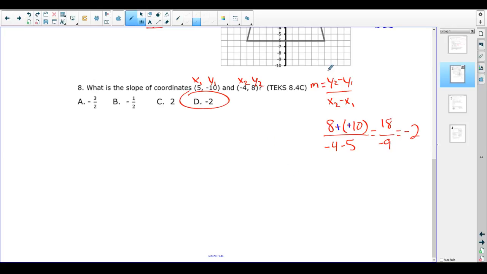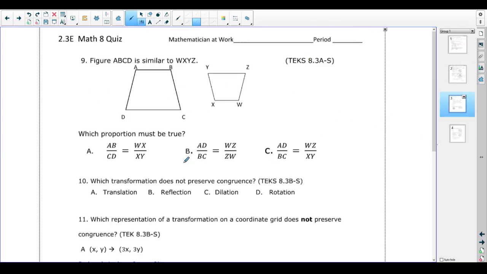Piece of cake. You don't even have to memorize this formula. That's on your formula chart. If you didn't get a formula chart, you should ask for one. Okay, that's slope.